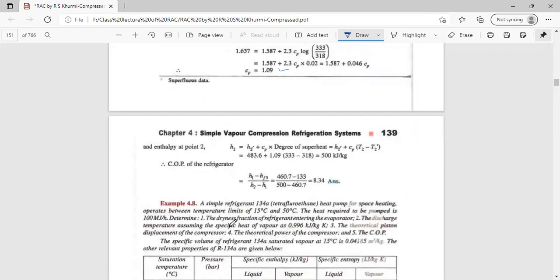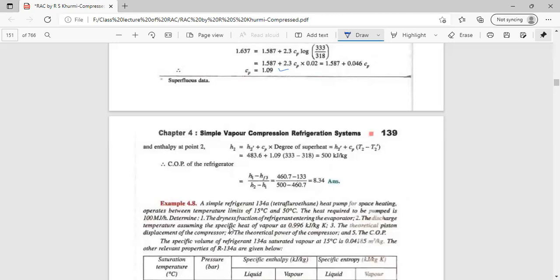So as we got the specific heat of the superheated vapor, we can get the value of enthalpy H2, which is given as H2 dash plus Cp into degree of superheat itself. H2 dash plus Cp, Cp we have calculated, T2 as well as T2 dash, both are available, and H2 dash, the enthalpy at the dry saturated vapor, is given as 483. So H2, enthalpy of the superheated vapor, is given as 483 plus 1.09 multiplied by 333 minus 318, which is equal to 500 kilojoule. Thus, we have got the value of H2.